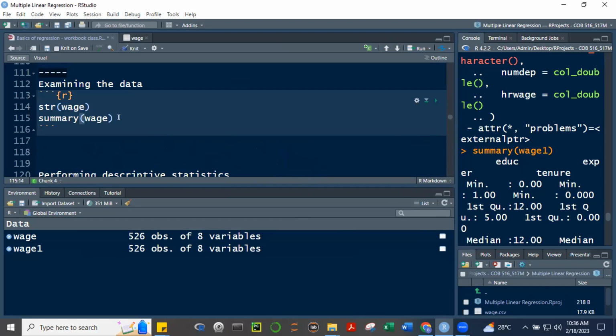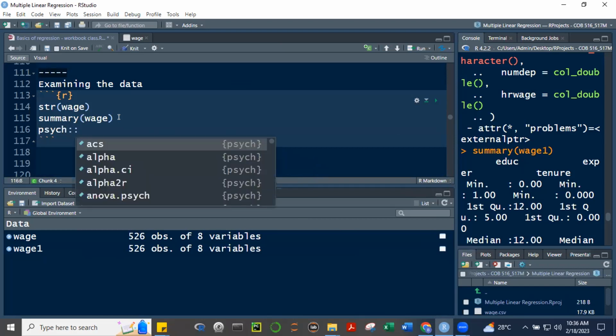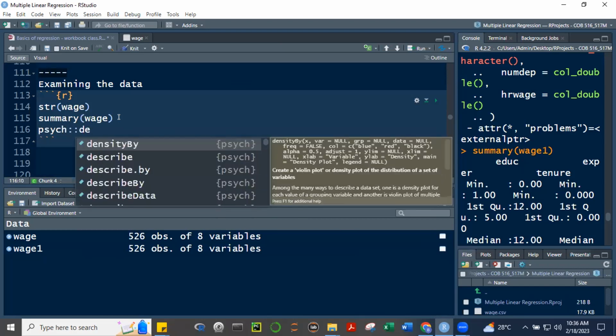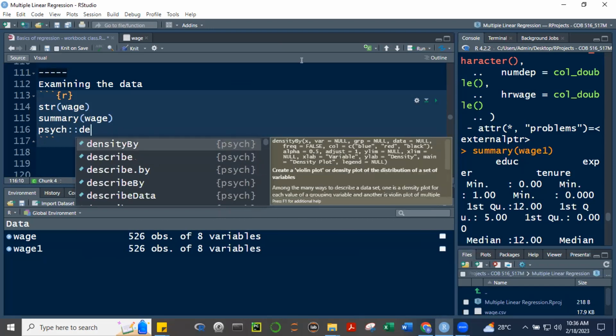There are other functions that can give us some summary statistics. For example, si psych, meron siyang describe. Tingnan nyo nga, class. Let's see what happens.